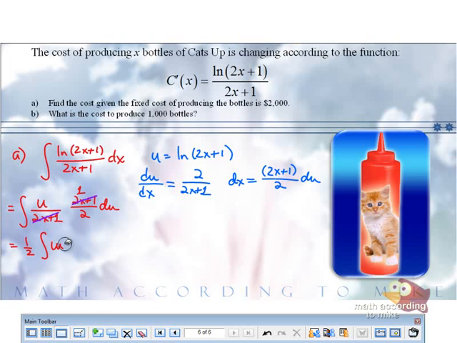So that's one of the tricks. If your integrand has a natural log, try to pick your u to be that natural log. That's 9 times out of 10 the answer.